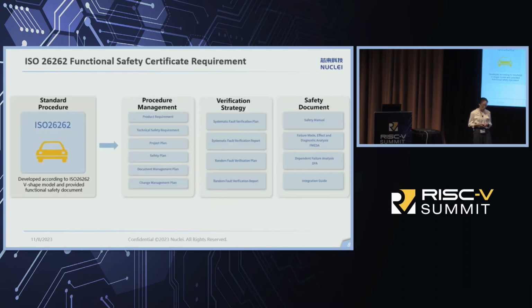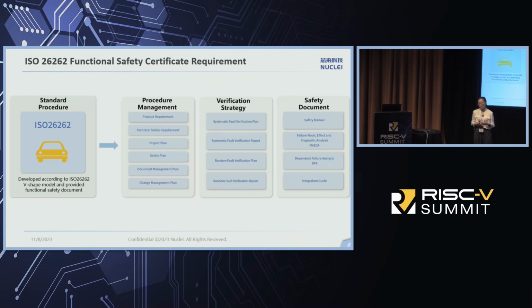So in conclusion, for a product to get the ISO 26262 certificate, three aspects are highlighted or required. The first one is procedural management. All the requirements and all the internal development documentation are required to be traceable and recordable during the whole life cycle.